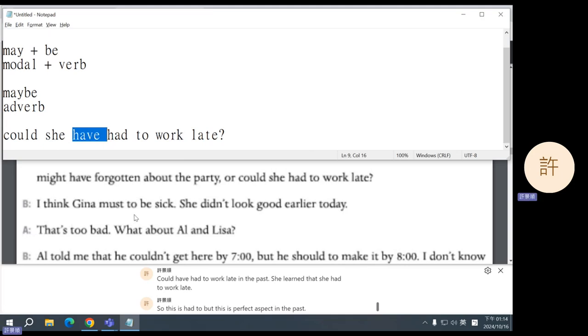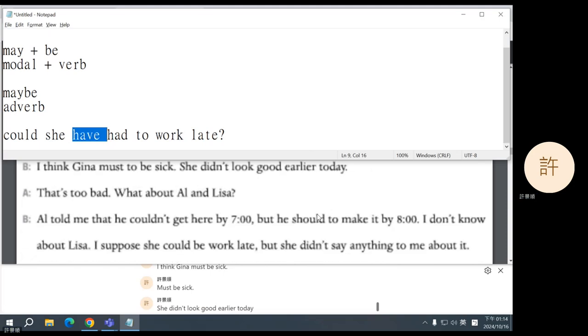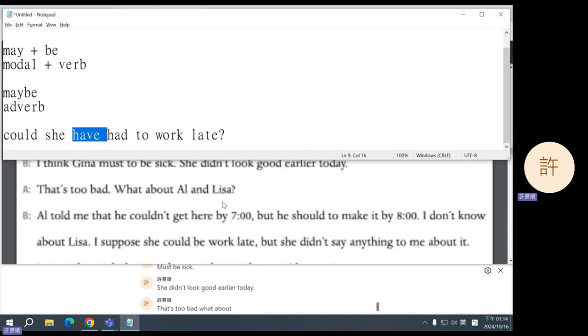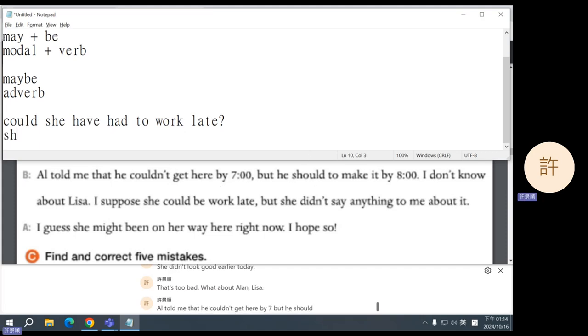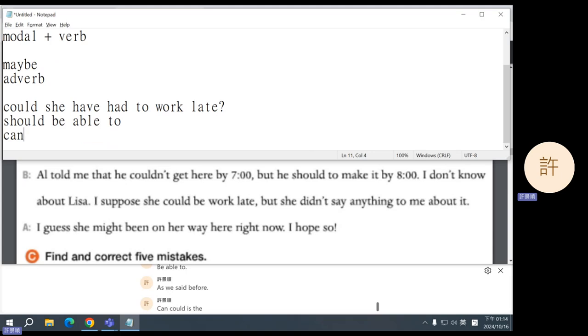I think Gina must be sick. Must be sick. She didn't look good earlier today. That's too bad. What about Al and Lisa? Al told me that he couldn't get here by 7, but he should be able to. As we said before, can, could is the past tense of can equals be able to.